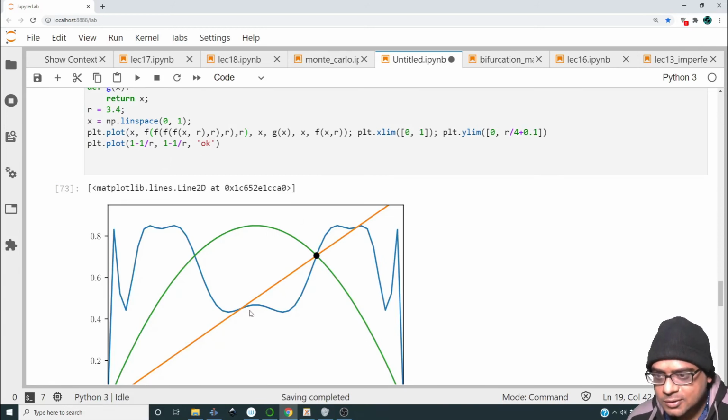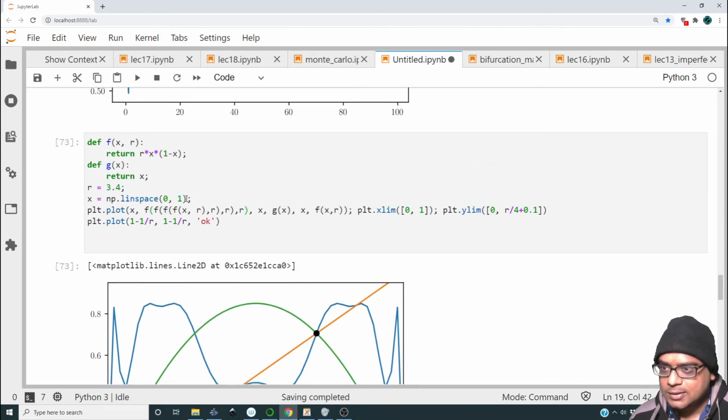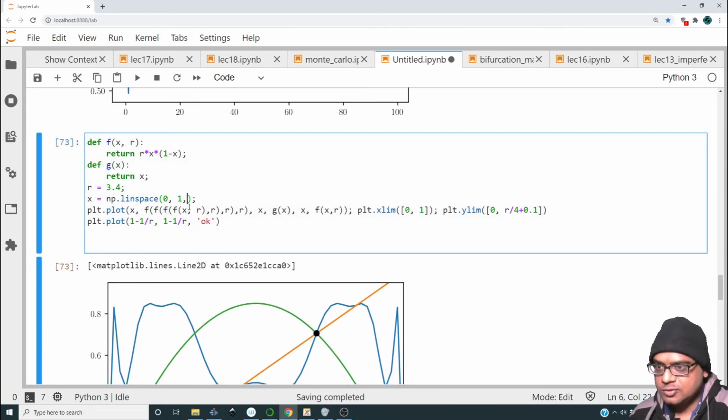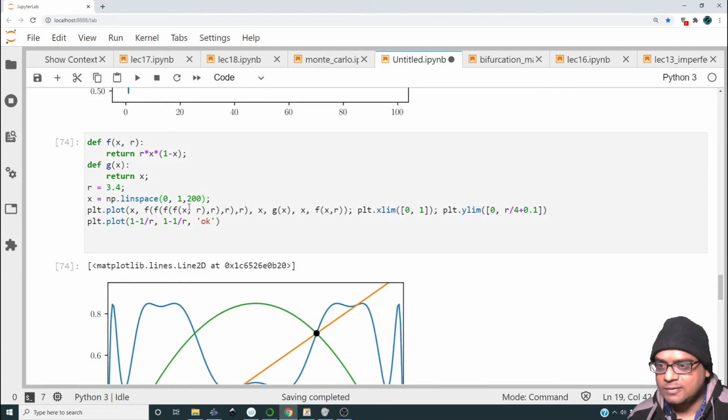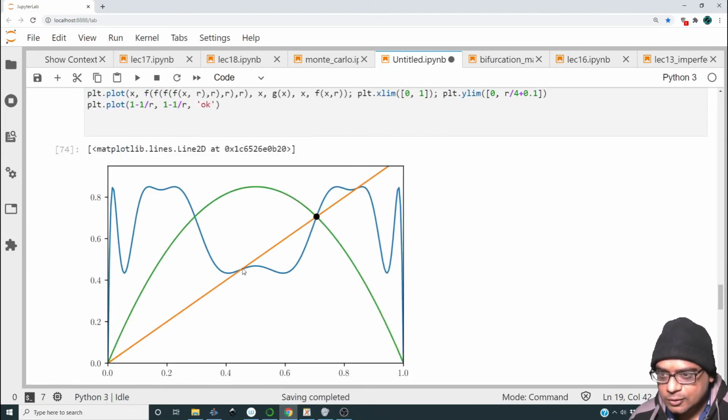Okay, so now it will intersect over here where the slope is mild, so we obviously need more points over here. Let me choose this to have 200 points. So it will intersect over here, then over here, so these two become the stable points, but eventually if you keep changing the parameter you will see more intersection points.